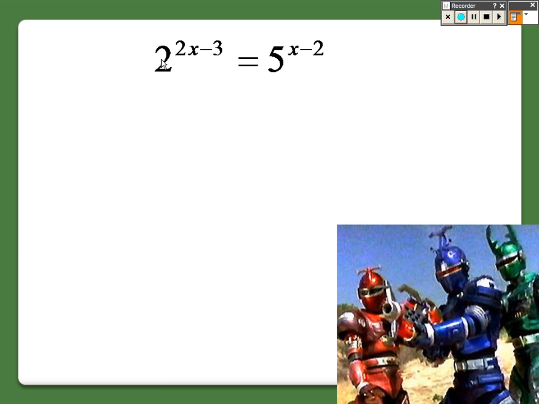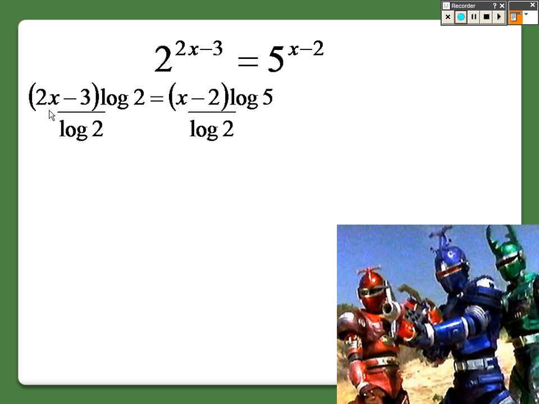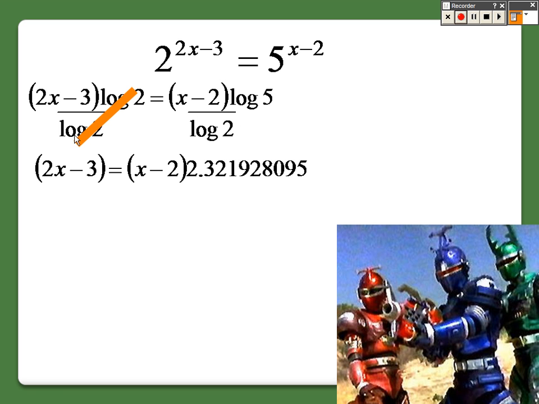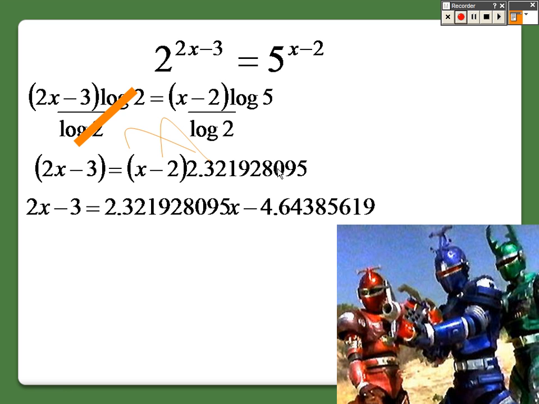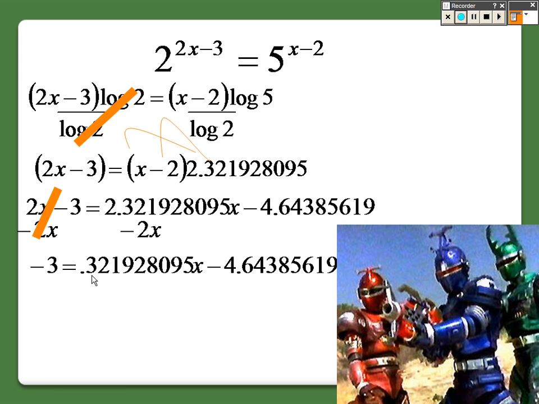Same type of problem, can't make those the same, so I just bump those out in front. Then I'm going to divide both sides by the log of 2 because it's the smaller log. So that's nice, and I got a whole bunch of decimals here. Then I have to just distribute that through. So you still get a 2x minus 3 on this side. Now you get a 2.3-ish x minus a 4.6-ish. Okay, combine my x's together. I'm going to subtract 2x. So now I get 0.32 roughly x.